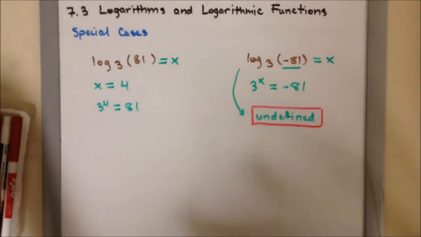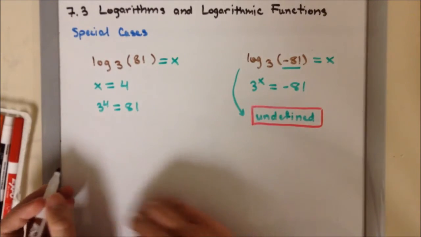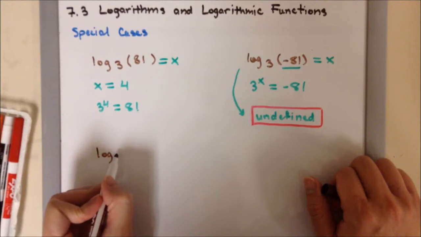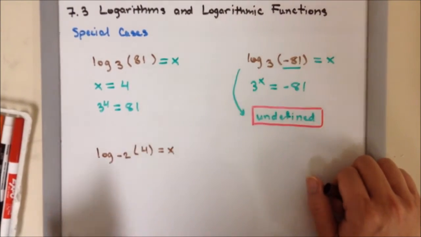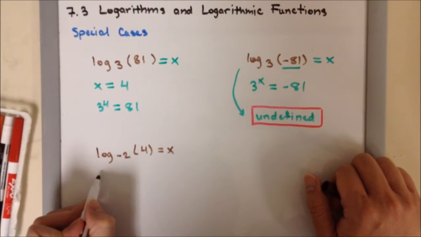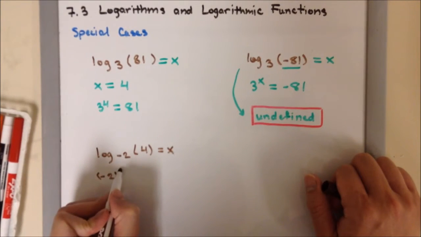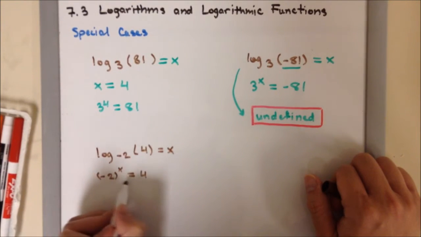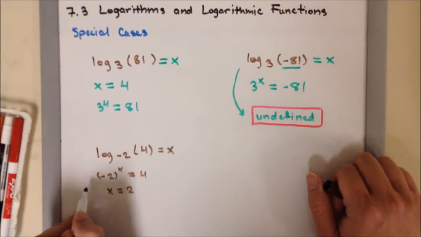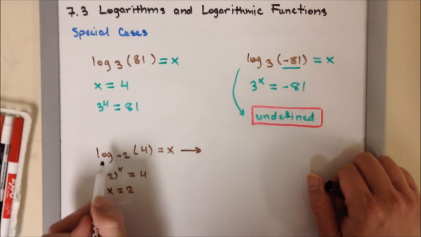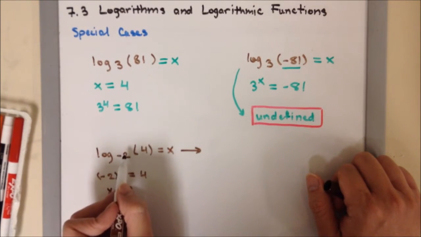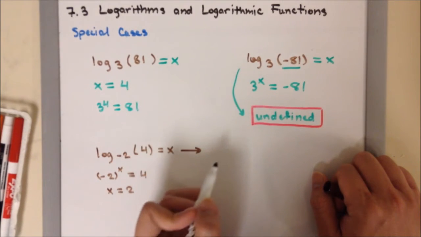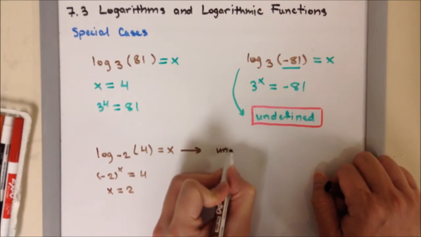So what happens if you have a log with a negative base? Let me give you one. Log base -2 of 4 equal to x. Now, if you were to rewrite this in exponential form, (-2) to the x equal to 4, then x will equal 2, which is fine, but only in exponential form. But when you're doing it in log form with a negative base, if you were to type this in a calculator or try to work with it with the change of base formula, which we will cover in a later section, then this will be undefined.